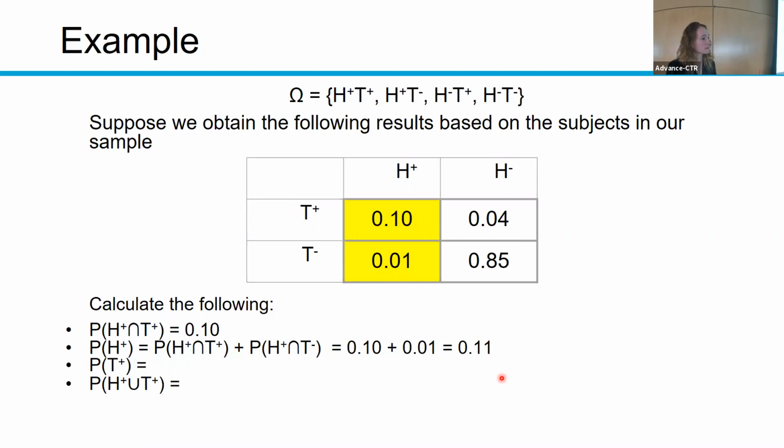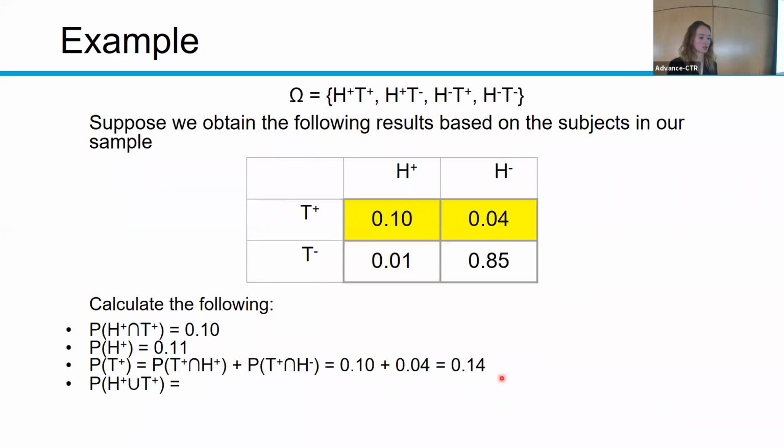Now we can do the same thing with a positive test. So probability of a positive test is going to be the probability of a positive test and HIV positive, and the probability of a positive test and HIV negative. So we grab these two intersections and add them up, and we get 14%. Okay.